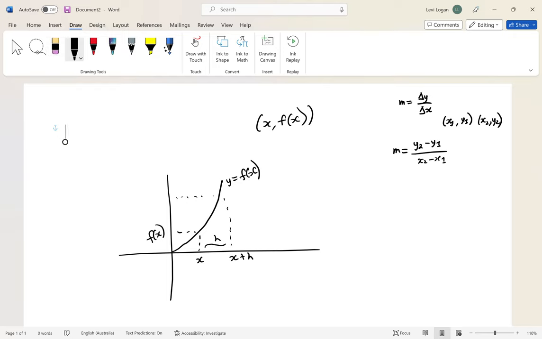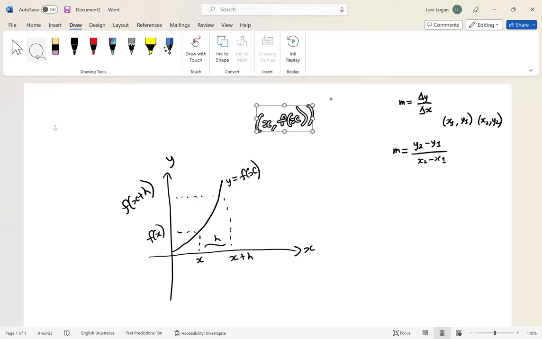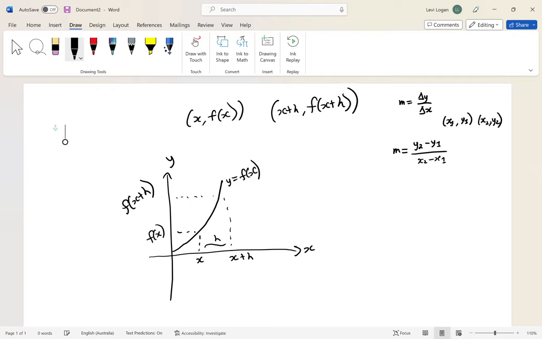Alright, so we have a point x, and the distance between its next point is just a distance h. So this point here would be x plus h. x is any point on this line here. This is the x-axis, and this is the y-axis. So this would be f of x plus h. Our 2 points are x and f of x, and our other point is x plus h and f of x plus h. So this is x1, y1, x2, y2.